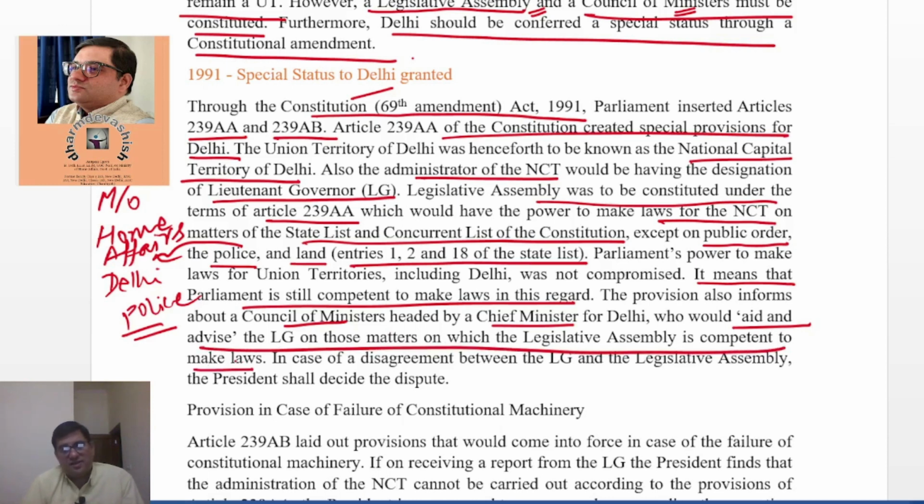Now, if a question is asked, can the Chief Minister of Delhi provide aid and advice to the Lieutenant Governor on matters related to police? The answer is straight away no. Why? Because the Legislative Assembly of Delhi does not have the powers to make any law with respect to police, or for that matter public order, or for that matter land. Now, in case of a disagreement between the LG and the Legislative Assembly, who would be the arbitrator? Who would have the deciding say? It would be the President who would decide upon such disputes.